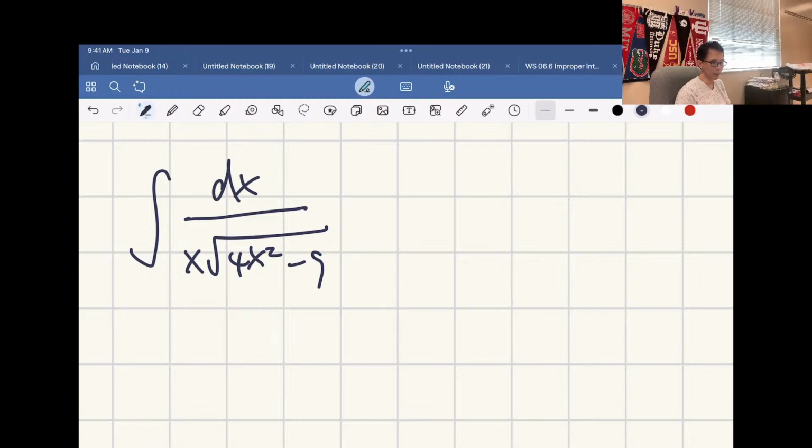Dx over x square root of 4x squared minus 9? Arcsecant, okay. But then you have to figure out what u is and a is and du is. A lot of people don't want to figure out that part.